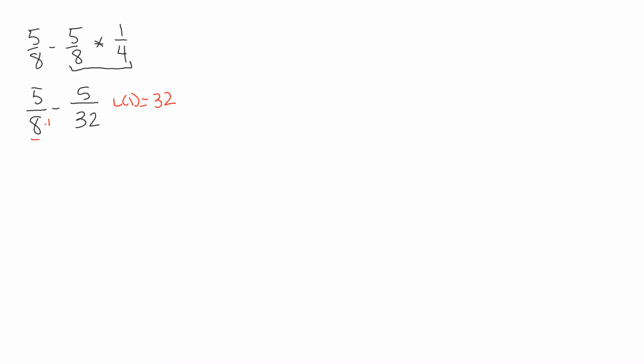Anyway, so what would I multiply this 8 by to get the LCD of 32? Well, 4. So I multiply top and bottom of the first fraction by 4. Let's rewrite everything. The first fraction becomes 20 over 32. From that, I want to subtract 5 over 32. I've got a common denominator now. I can subtract my numerators. So 20 minus 5 is 15 over 32.